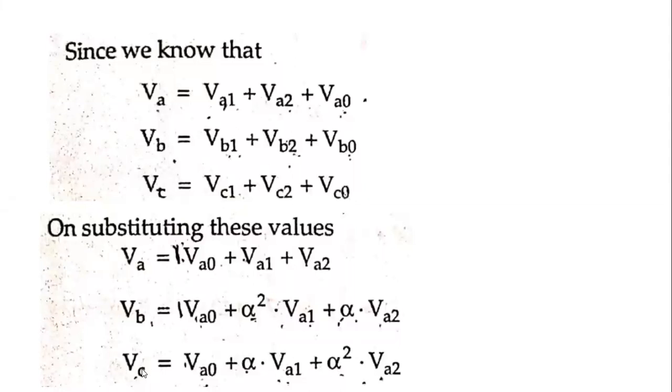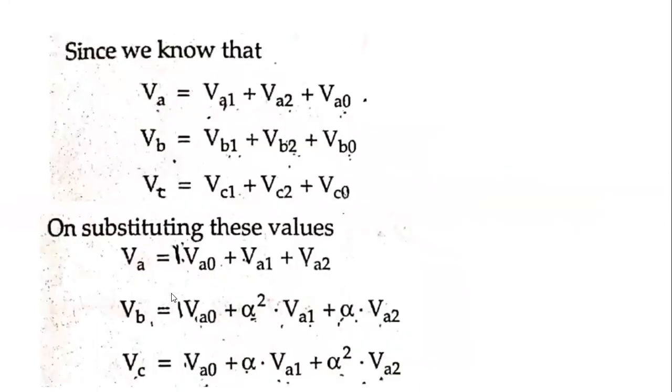Similarly, we are writing the VC in terms of A phase: VC is equal to VA0 plus alpha into VA1 plus alpha square into VA2. These are the various phase voltages in terms of the A phase. We need to remember those formulas, as they will be used in the coming problems.